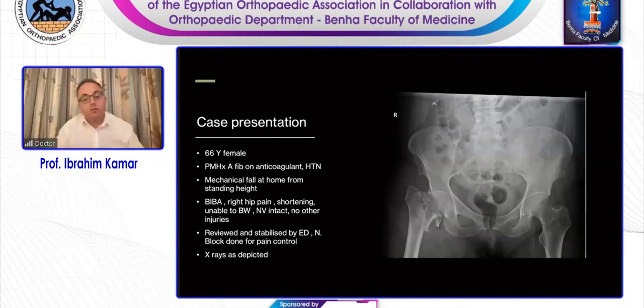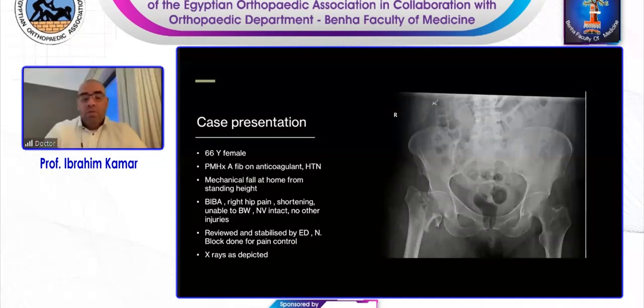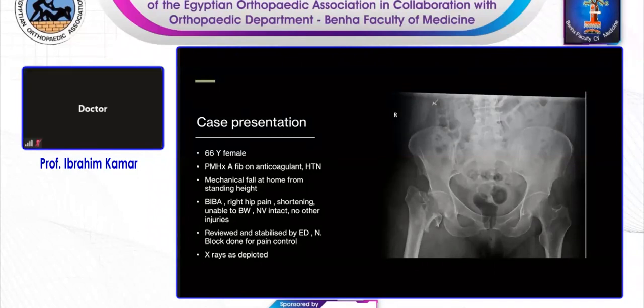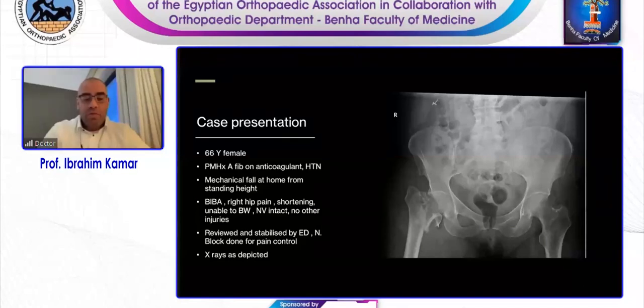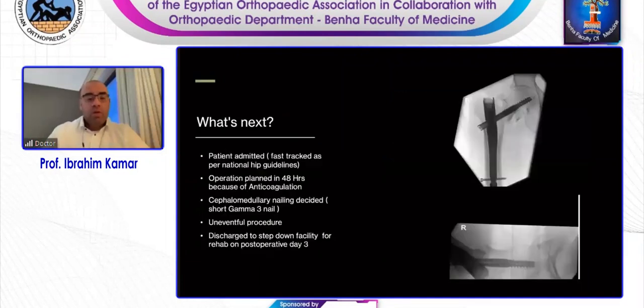She was seen and stabilized by the ED team, nerve block done for pain control, and X-rays. As we see now, she had an intertrochanteric fracture of the right proximal femur, Evans classification grade 4, with displacement of the lesser trochanter.